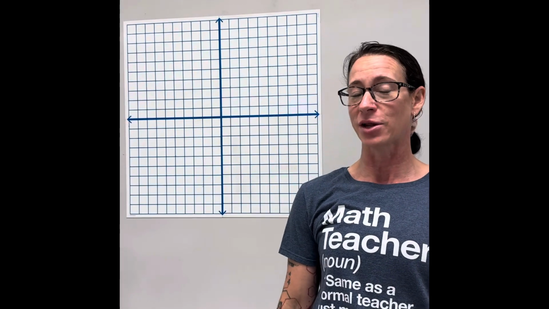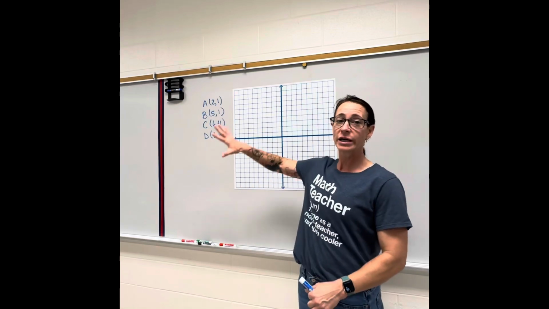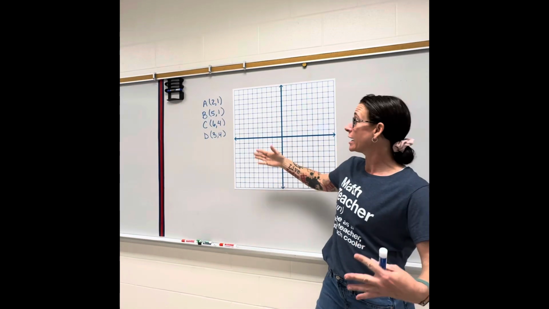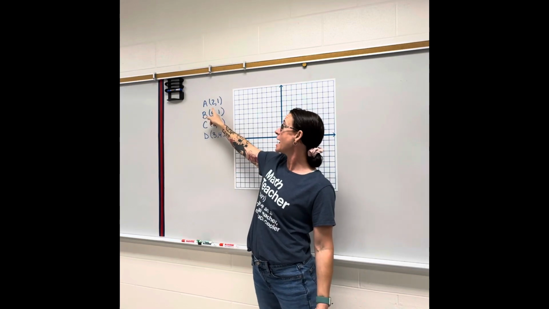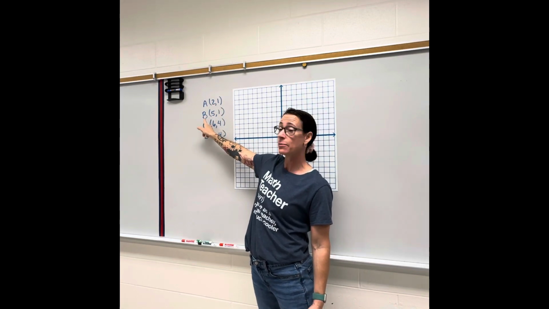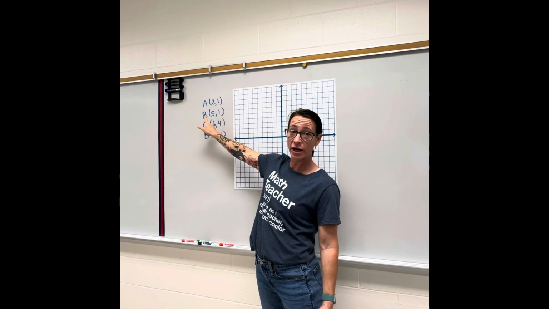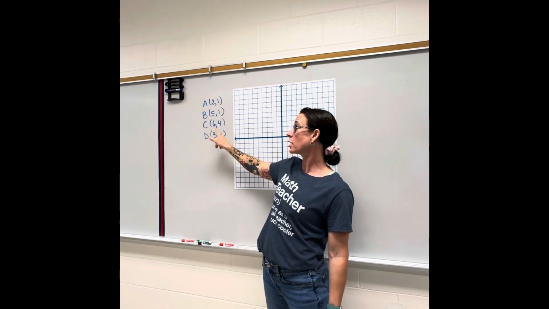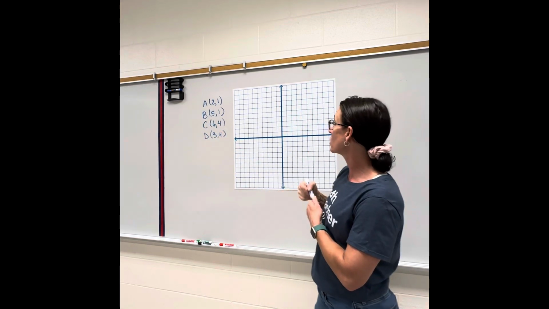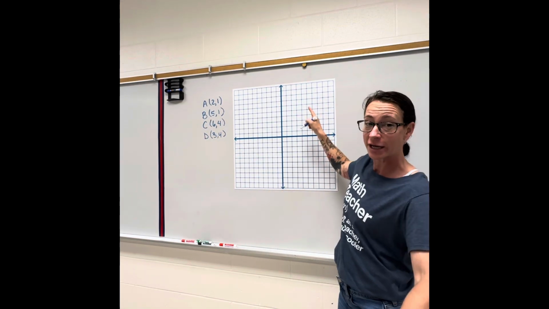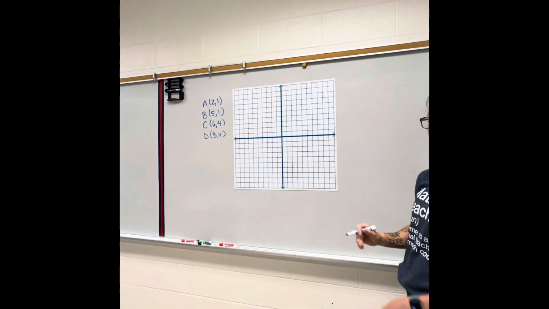So let's get plotting. Here's our coordinate grid. Let's plot these points together. We have 4 points. We have point A at 2, 1. We have point B at 5, 1. We have point C at 6, 4. And we have point D at 3, 4. These are all positive, meaning we're going to be in our first quadrant. So let's get these points plotted.